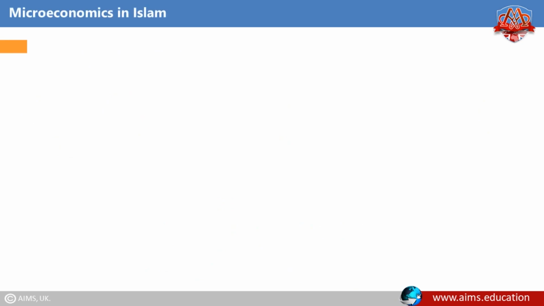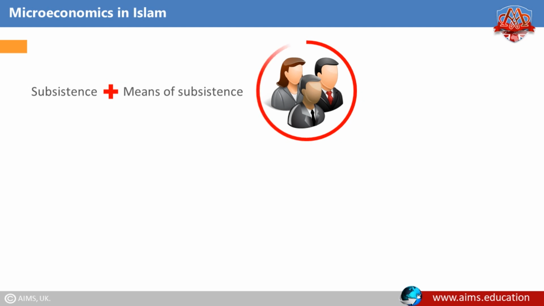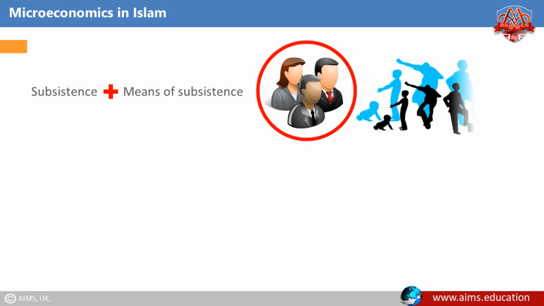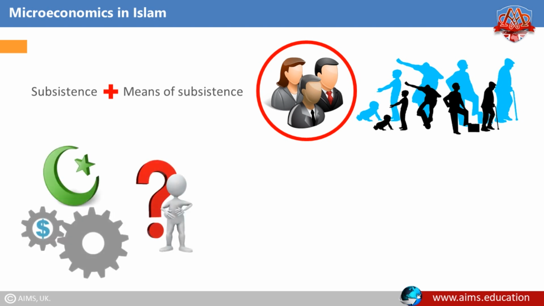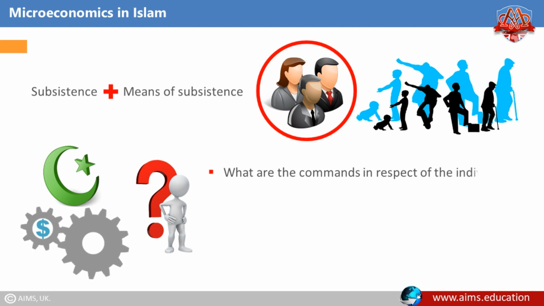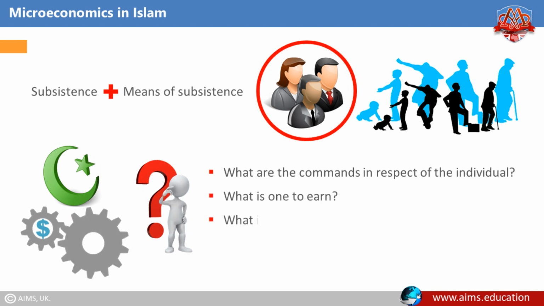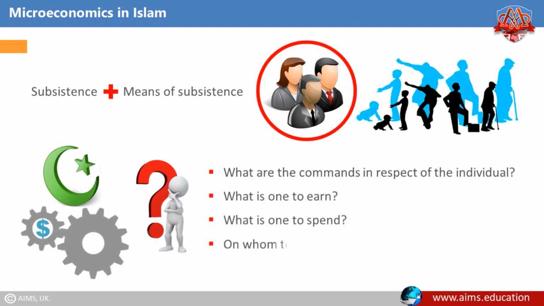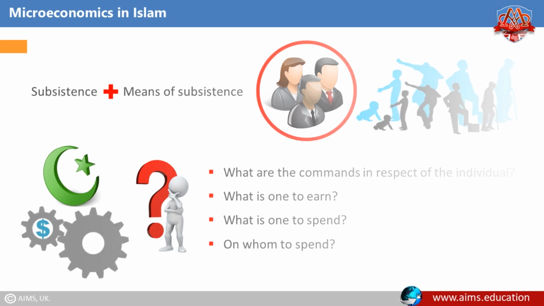Individual subsistence. Subsistence and the means of subsistence are bound up individually and collectively with human life, and both influence one another. There are some important questions in the Islamic economic system. What are the commands in respect of the individual? What is one to earn? What is one to spend? And on whom to spend it?